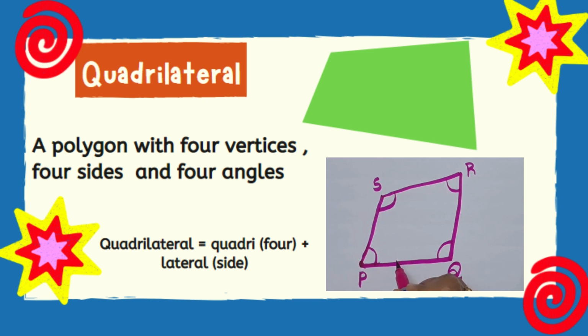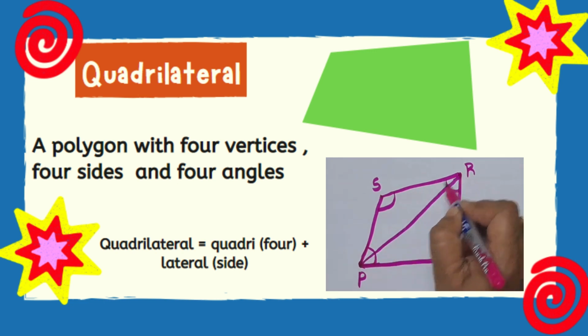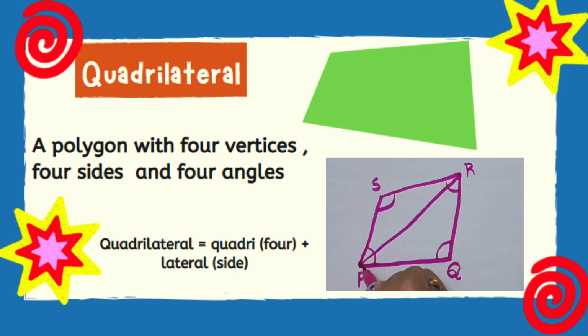A quadrilateral has two diagonals. What is a diagonal? The line segment joining the opposite vertices of a quadrilateral. Vertex P is opposite to vertex R. The line segment joining opposite vertices of a quadrilateral is called a diagonal. So a quadrilateral has two diagonals which divide the quadrilateral into four triangles. 1, 2, 3, 4.